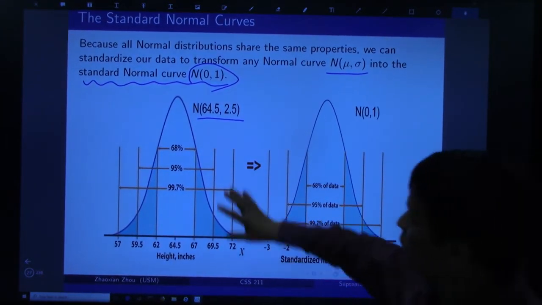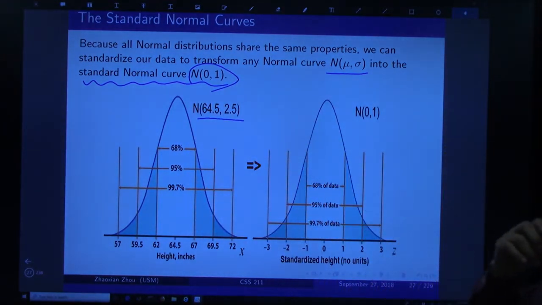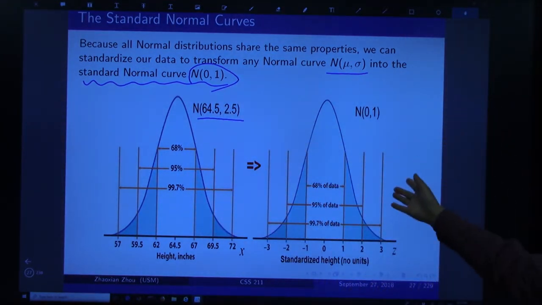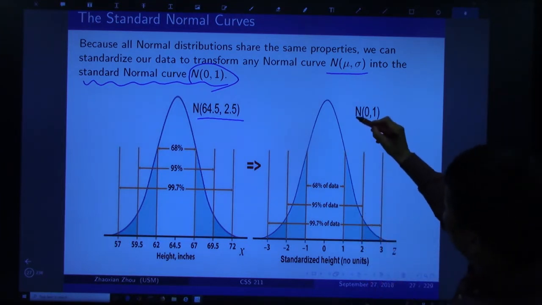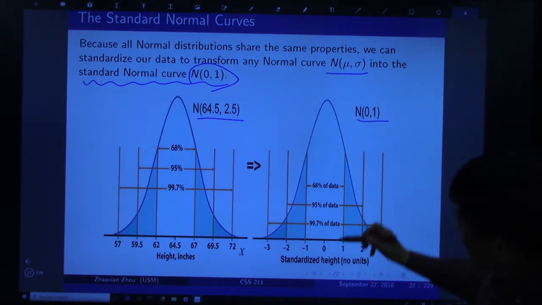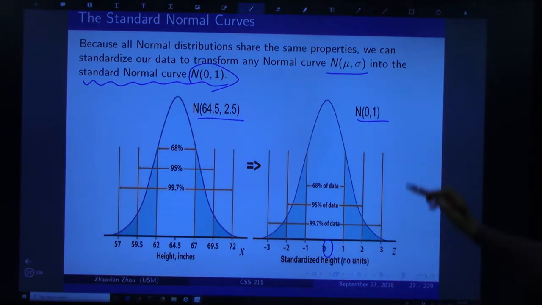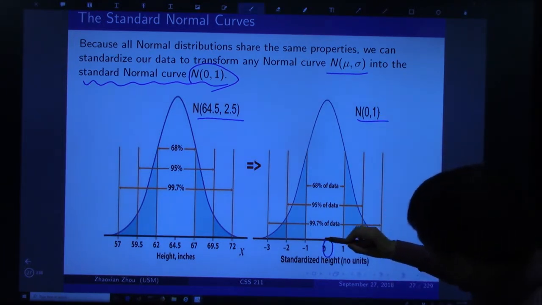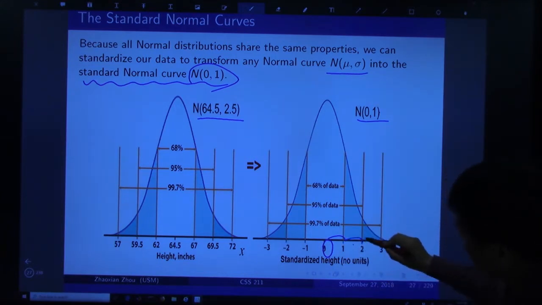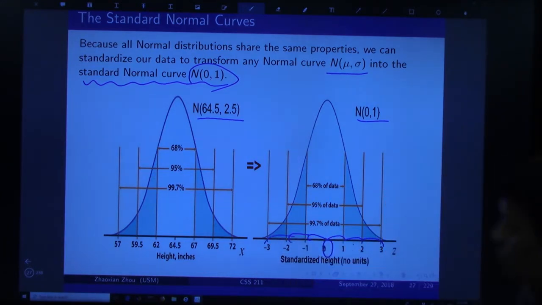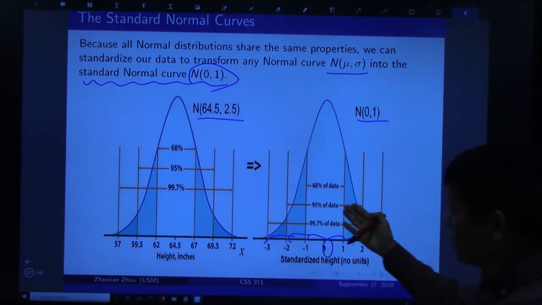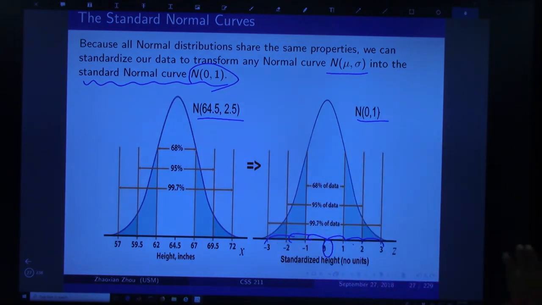But we want to convert any normal distribution into a standardized one, like N(0, 1). So this is still normal. The mean equals 0, so here is the mean, and the standard deviation equals 1. So this is 1 standard deviation, this is 2, this is 3. This is negative 1, negative 2, and negative 3 standard deviations. The reason is that if we do this conversion, then all the calculations will be much more uniform. We can use a table to do all the calculations. It's very convenient.